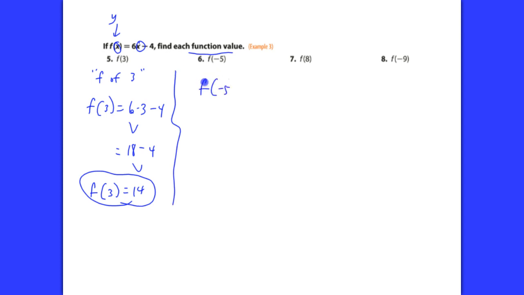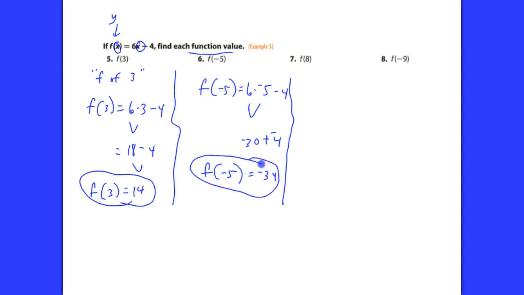Say f of negative 5 is equal to, the function is 6 times negative 5 minus 4. So we do the math, work this out, negative 30 minus 4. So we would say f of negative 5 equals negative 34. How did I get negative 34? Negative 30 plus negative 4. f of negative 5 is equal to negative 34. f of 8, we'd say f of 8 equals 6 times 8 minus 4, 48 minus 4. We'd say f of 8 equals 44.